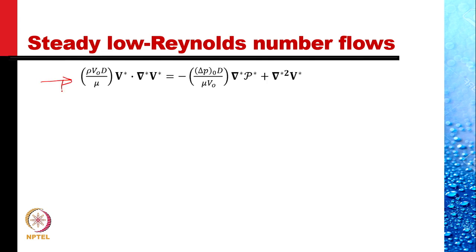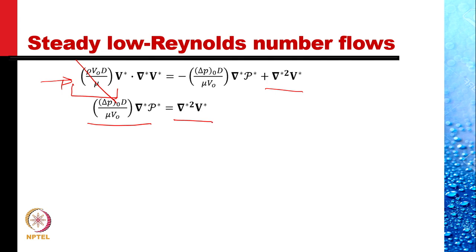Now the flow Reynolds number is low compared to 1. If it is small compared to 1, then this term, which is the Reynolds number itself, this coefficient is less than 1. This coefficient is 1. So we can drop this in comparison to this. And if we do this, this is what the resulting equation is. The pressure forces balance the viscous forces.